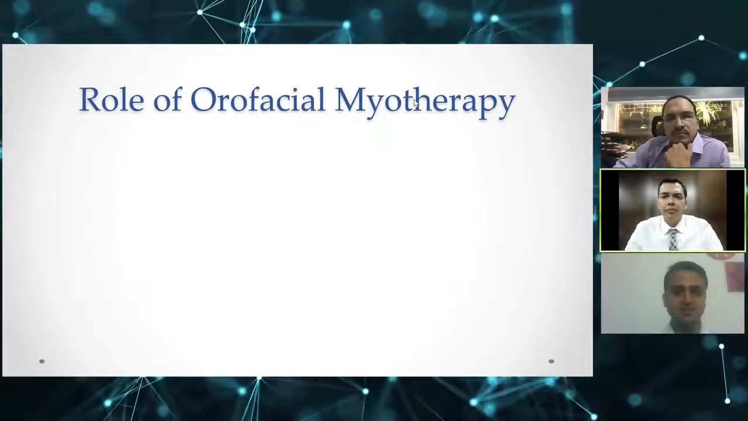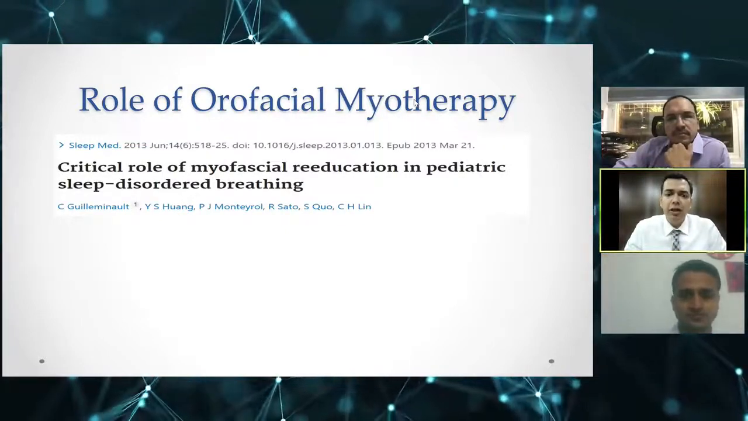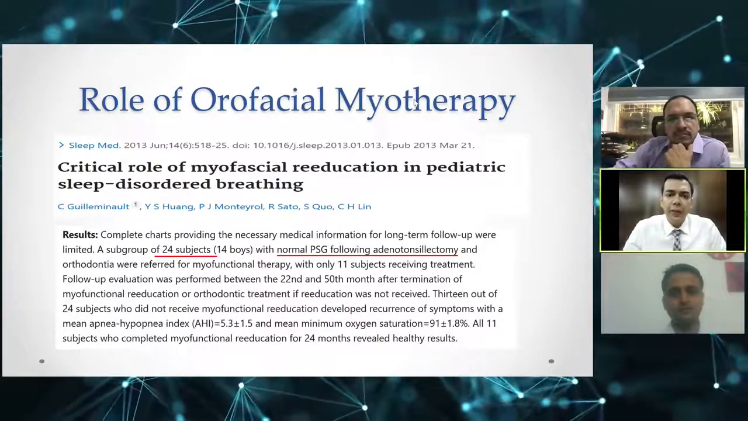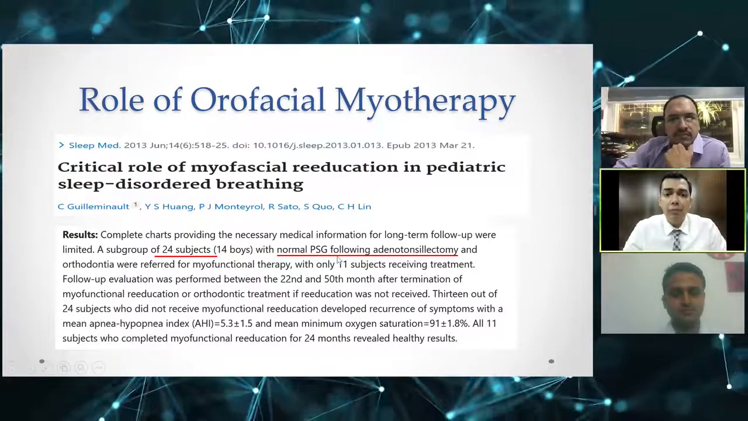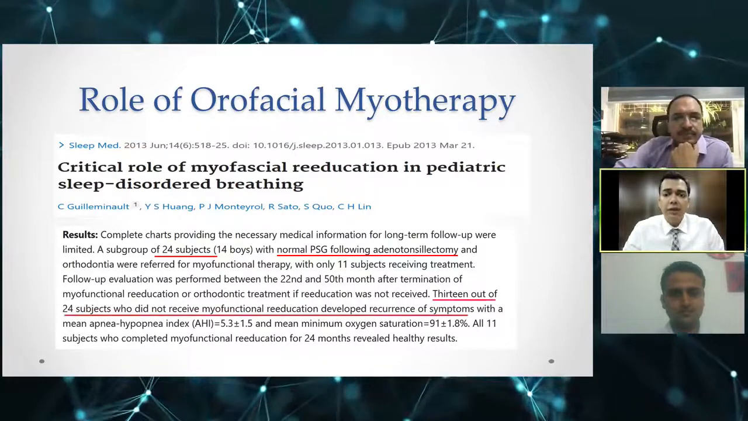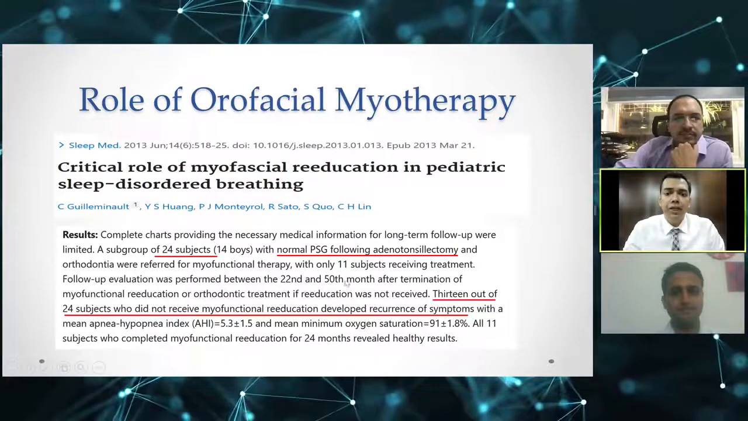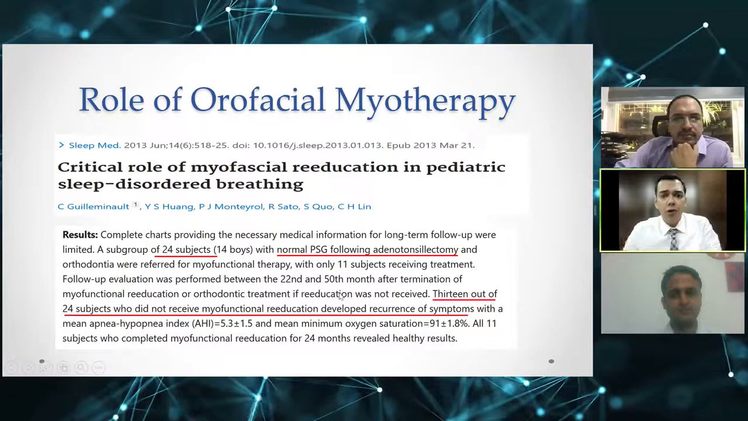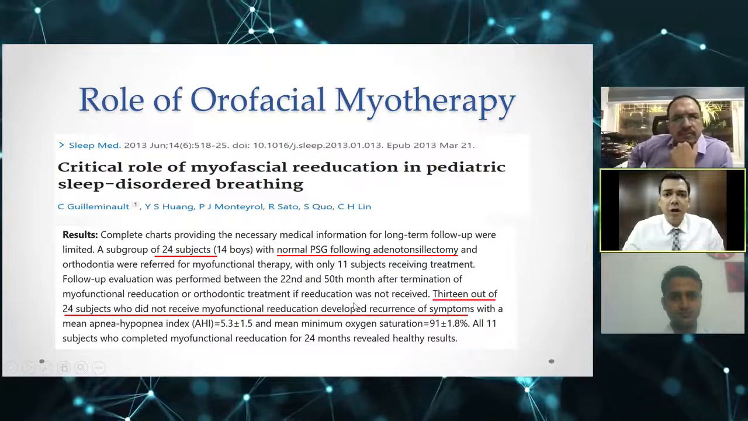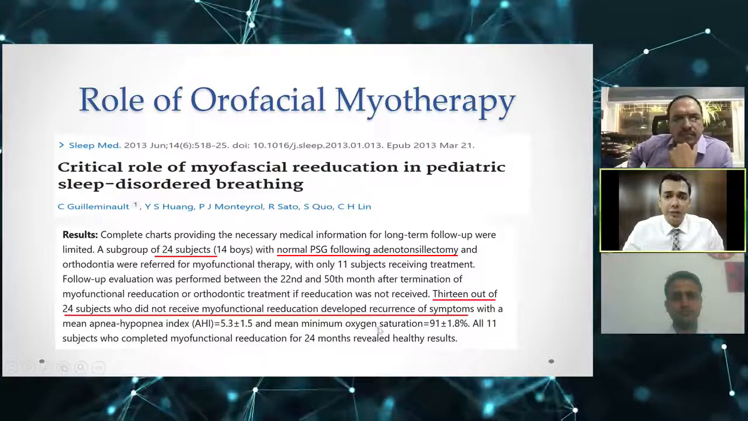Perfect. So coming to the paper by our beloved and most revered Dr. Guilleminault, a very clear message, a 2013 paper. They took 24 kids who had a normal PSG after an adenotonsillectomy, so a successful surgery. However, as they followed up these kids between the 22nd month and 50th month after surgery, a fairly long follow-up of 2 to 4 years, 13 out of 24 kids who did not receive myofunctional therapy after a very successful surgery developed recurrence of symptoms.